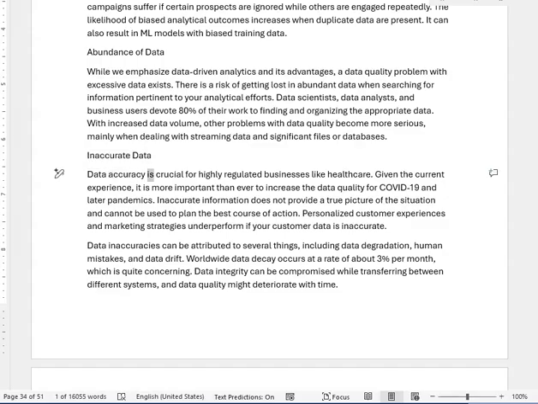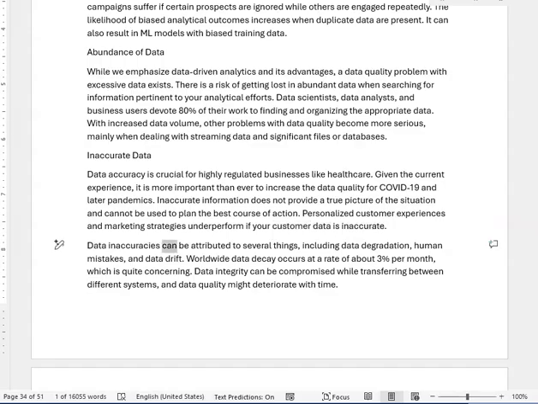Inaccurate data. Data accuracy is crucial for highly regulated businesses like healthcare. Given the current experience, it is more important than ever to increase the data quality for COVID-19 and later pandemics. Inaccurate information does not provide a true picture of the situation and cannot be used to plan the best course of action. Personalized customer experiences and marketing strategies underperform if your customer data is inaccurate.